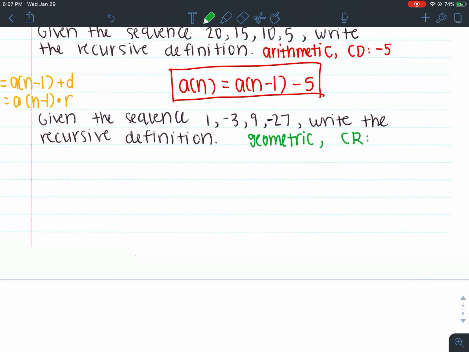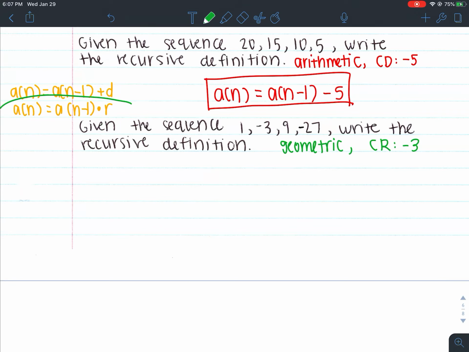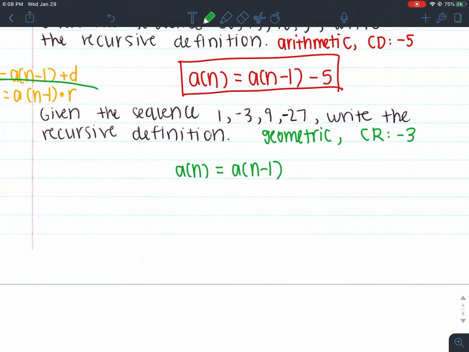Well, what's the number being multiplied as I go from term to term? -3. 1 times -3 is -3. -3 times -3 is 9. 9 times -3 is -27, and so on. So if it's geometric, I'm going to use the second one. Again, this formula looks the same for all types of sequences except for the very last part. So what am I doing to get from term to term? Am I subtracting 3? I'm multiplying by -3. So make sure you have a multiplication symbol in there.